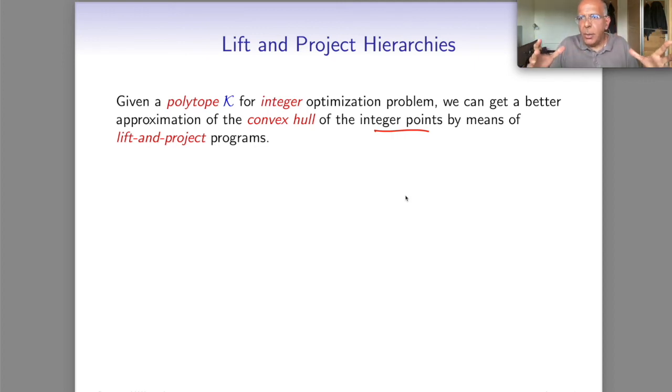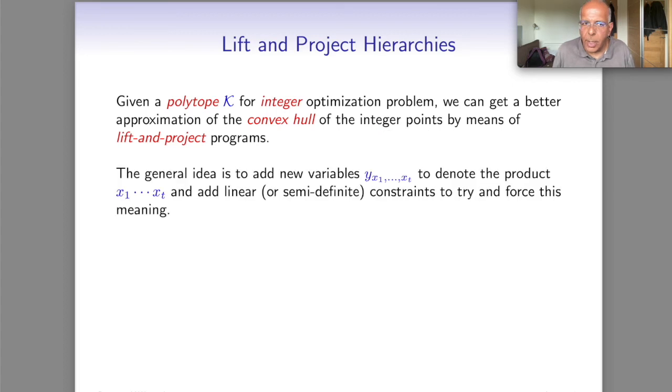Instead, we're getting something which includes the convex hull, and we can tighten it with additional constraints, and there are systematic ways of doing this called lift and project programs. The general idea is that for tuples of variables in your original program, you add new variables to denote the product. Of course, you can't say that this is the product because that's not a linear constraint. But you add linear or sometimes semi-definite constraints to force this meaning.